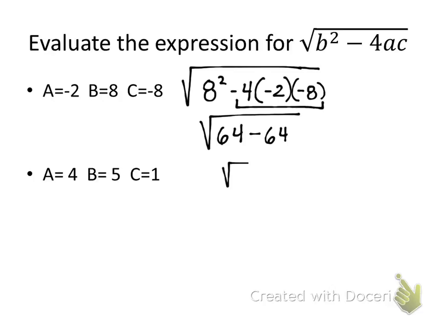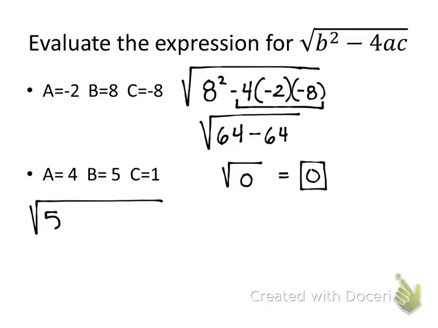Okay, we keep our square root sign. What's 64 minus 64? 0. Can the square root of 0 be simplified? Does 0 have a square root? Yes, it does. It's 0. So don't forget, if it can be simplified, we must simplify it. Okay, then the next one, we're going to do the exact same thing.